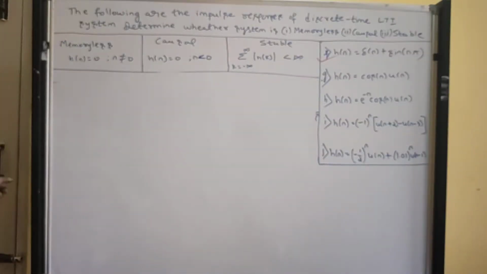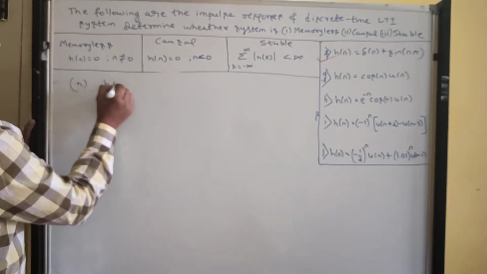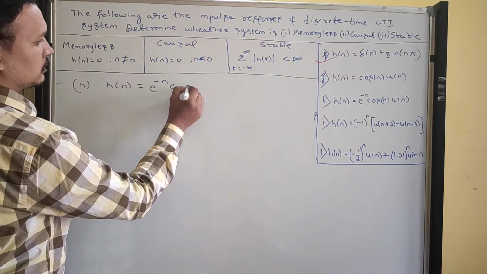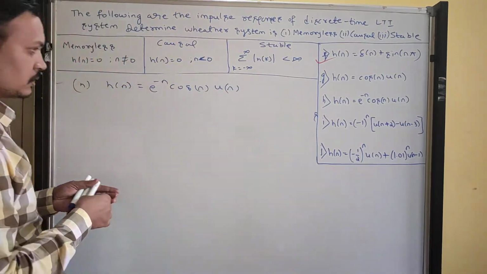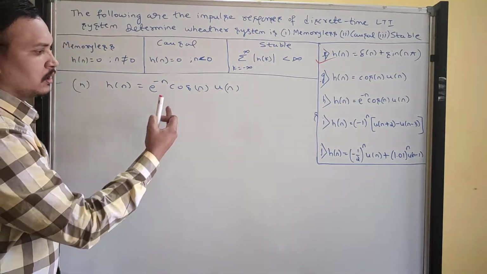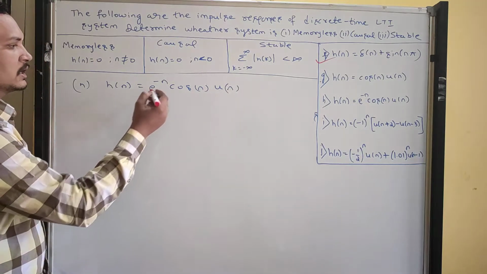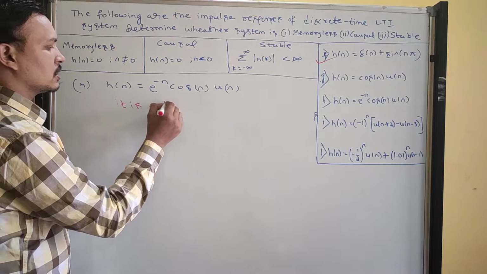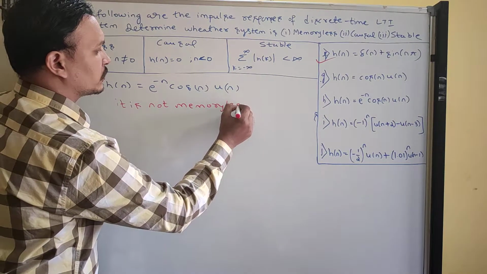Next, this problem is very important. Problem number H: h of n equals e power minus n cos n into u of n. Since u of n is there, when n is not equal to 0, its magnitude will be 1. Therefore, you can conclude it is not memoryless.